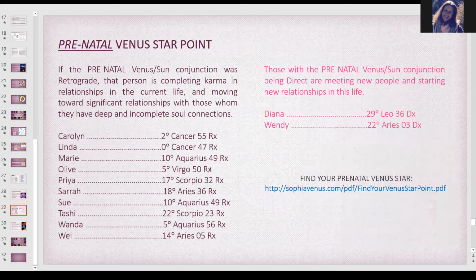And going back to our list, we have 2 people, Diana and Wendy, with the prenatal Venus-Sun conjunction direct, and they are meeting new people and starting new relationships in this life. And for the rest of us, our prenatal Venus-Sun conjunction was retrograde, and we are completing karma in relationships in this life and moving towards significant relationships with those whom we have deep and incomplete soul connections. So I found that very interesting.